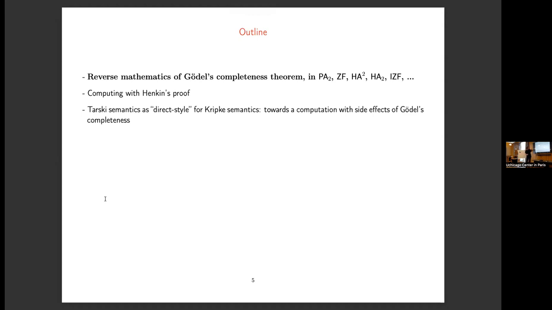I also work on the constructive content of Henkin's proof, which is quite interesting because there is somehow a global thinking that Henkin's proof is classical, but there is a way to make it constructive and to compute with it. By computing with it, I mean you take a proof of validity, and from it you get a proof of derivability. It's quite strange, but I think it's amazing. It works by continuation passing style in terms of programming.